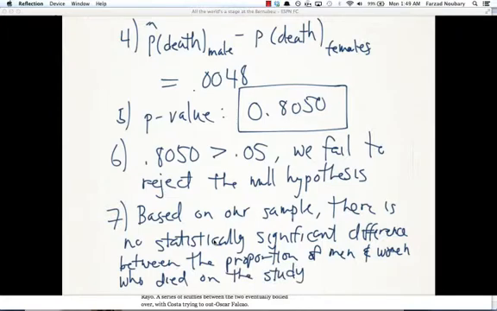This conclusion makes sense because there's no reason for us to believe that there should be a difference between the proportion of men and women who died on the study. And so the fact that we failed to reject, and in fact that we found such a small difference in the proportion who died, actually makes a lot of sense and is reassuring. Okay? So that kind of completes our hypothesis testing.